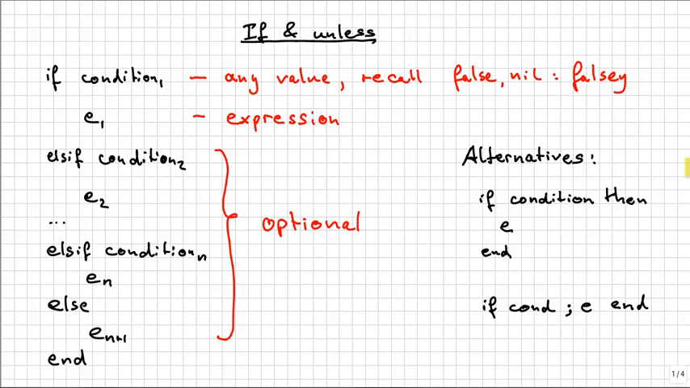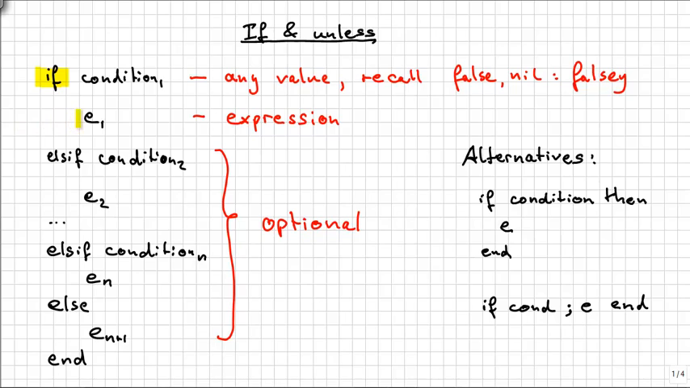First, we look at if and unless. The if control structure is likely very familiar to you from Java. It starts with if followed by the condition. Remember that the condition can be any value, and false and nil are the only falsy values. So everything else is a truthy value.